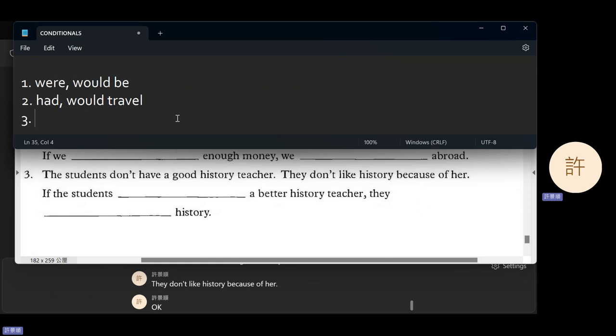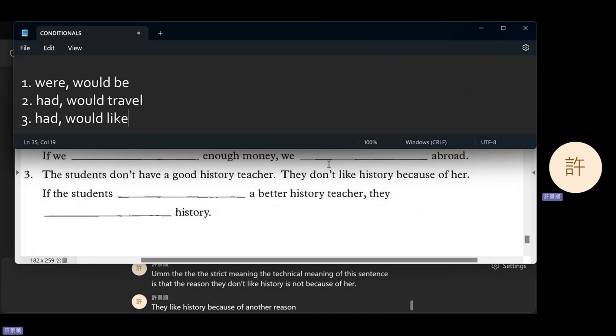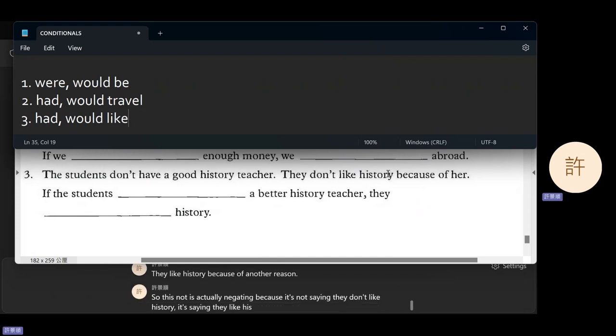Okay, if the students had a better history teacher, they would like history. Also, there's a grammar problem. Well, not a problem, but there's an ambiguity here. 这边有一个模棱两可的地方. I don't know if I mentioned this. In English, the strict meaning, the technical meaning of this sentence is that the reason they don't like history is not because of her. They like history because of another reason. So this not is actually negating because. It's not saying they don't like history. It's saying they like history not for this reason.